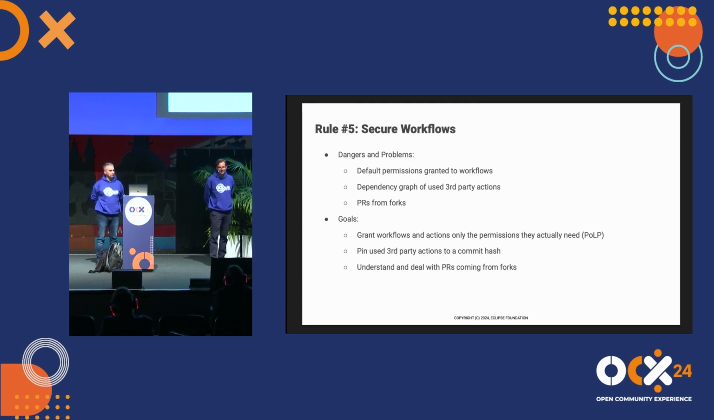What I already said is the goal for this: we make sure that all the workflows only use the permissions that are needed for their action to be performed, that we pin all the third-party actions to a commit hash in the workflows that we are using, and that we also understand and are able to deal with PRs coming from forks.